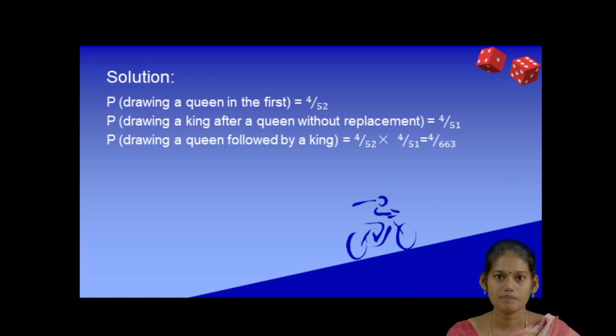So Sujita draws a king card from the 51 cards. So the probability of drawing a queen followed by a king is 4 by 52 times 4 by 51. So the value will be 4 by 663.